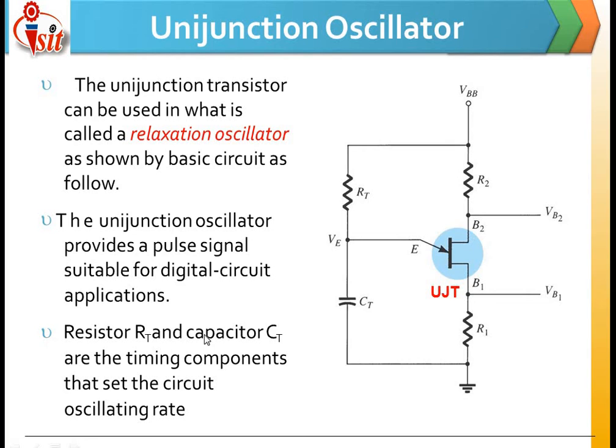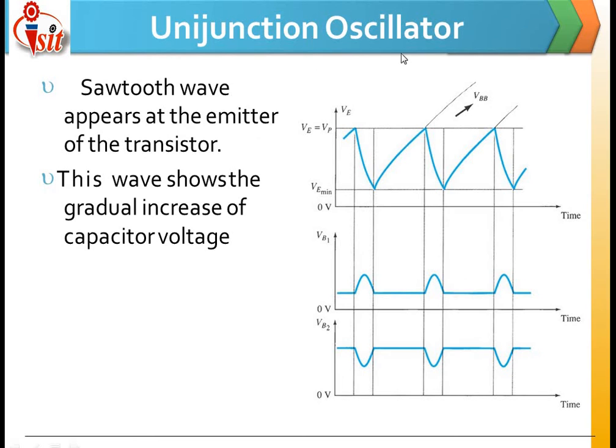That means whatever the circuit oscillating rate is produced over here is related to the total time for the resistor and the total time for the capacitor. Then this is a unijunction oscillator waveform. This is a sawtooth wave that appears at the emitter of the transistor.